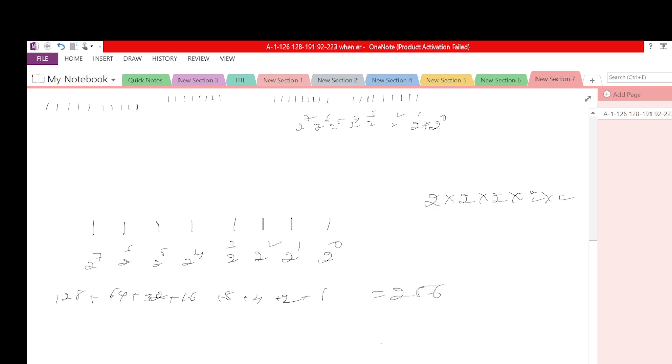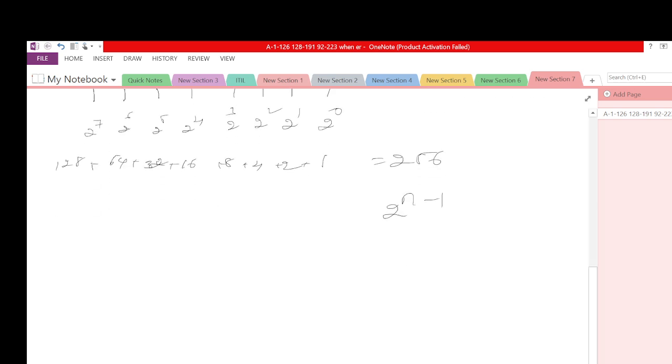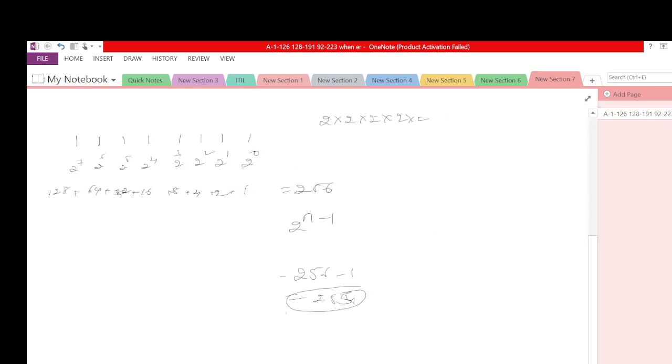And my formula is 2 to the power of n minus 1. So 2 to the power of n is now 256. Minus 1 means it is 255, and that is the reason we always write 255 max. When you have time, please write this in your book and practice it. Okay, clear na?